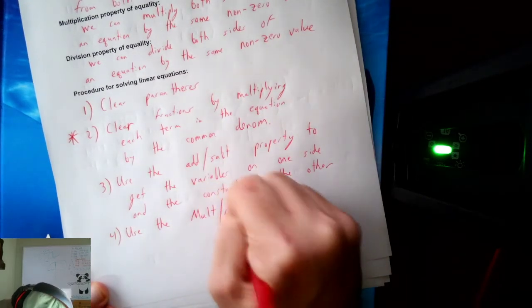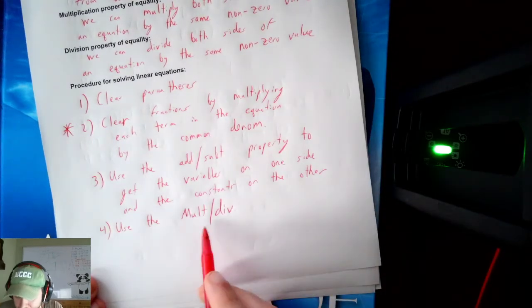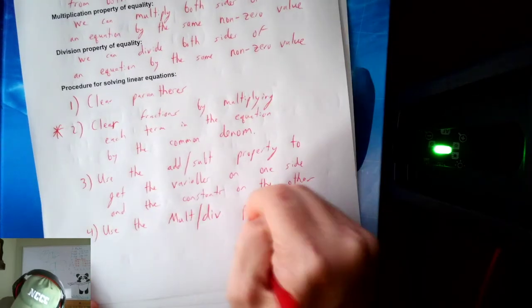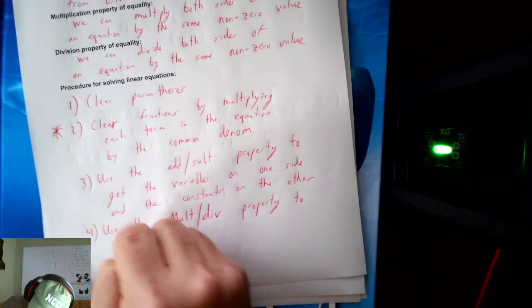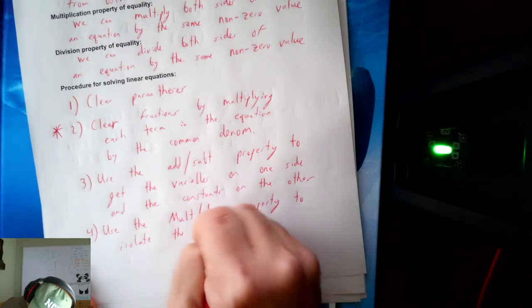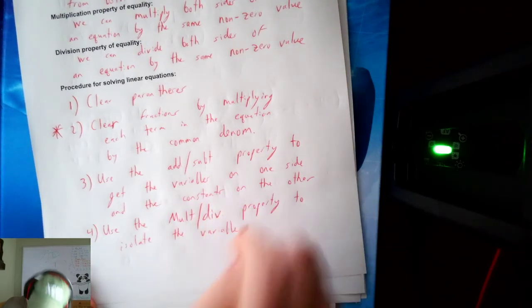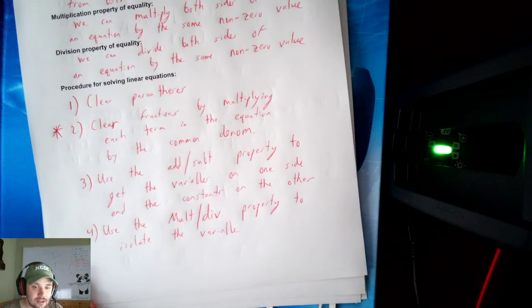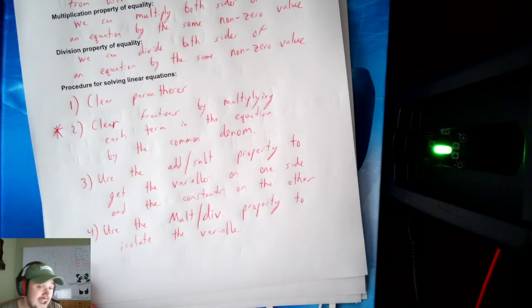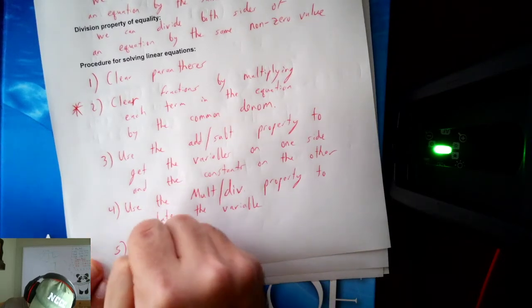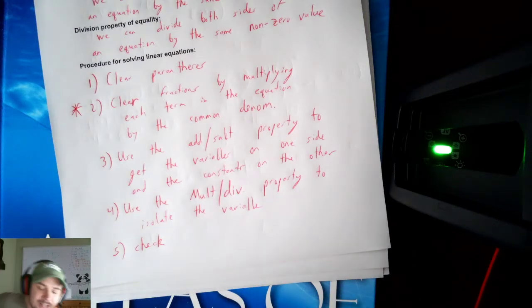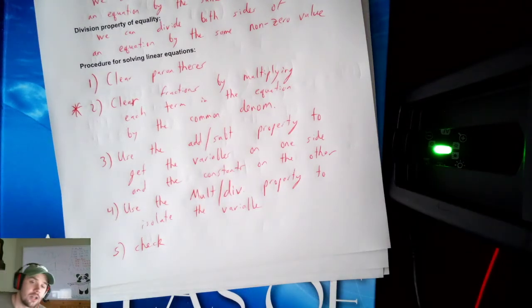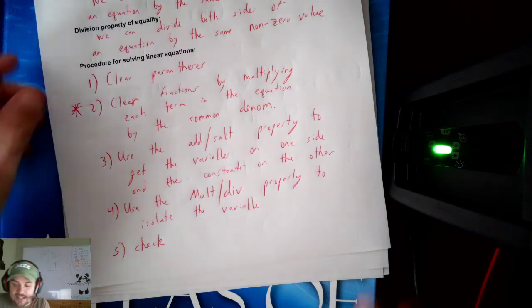Step 4 is use the multiplication and division properties to isolate the variable. Here's the step where we're actually getting an answer. You're isolating the variable and finding out what value is true. And then step 5 is check. Always check your answer. That's always your last step, is check that your answer makes sense. So this is our procedure. Let's see it in action.